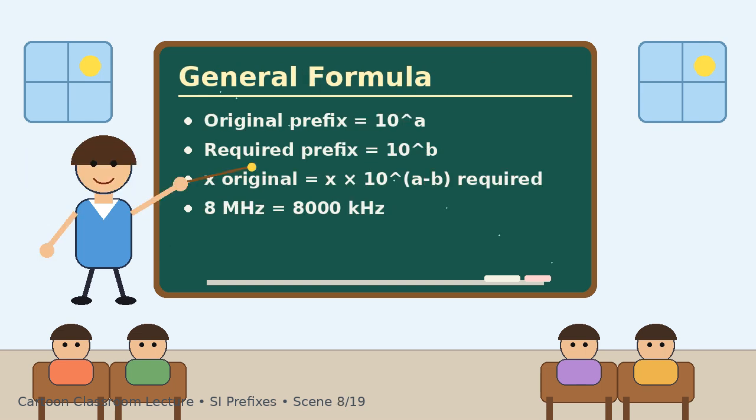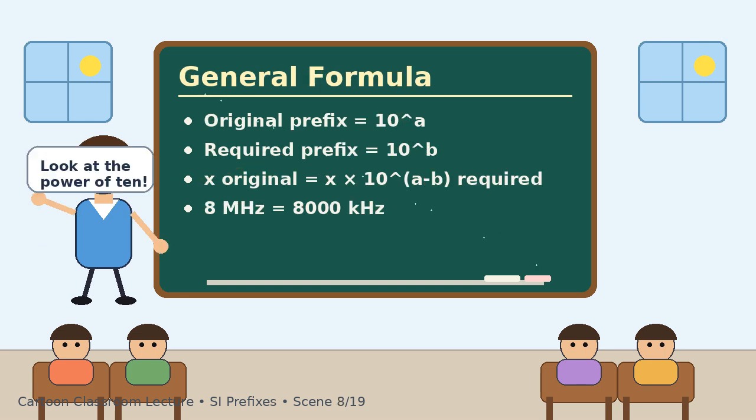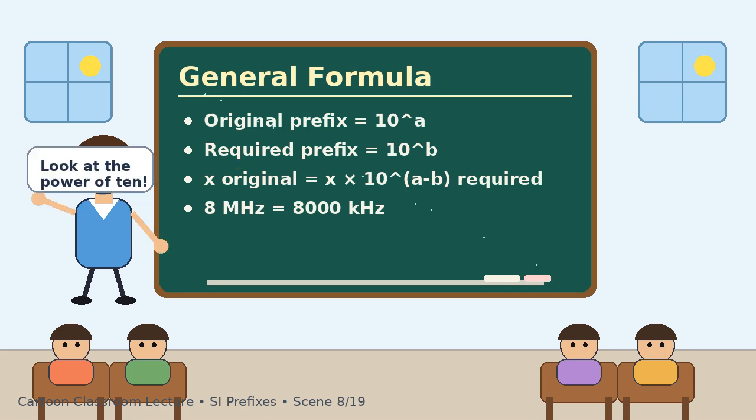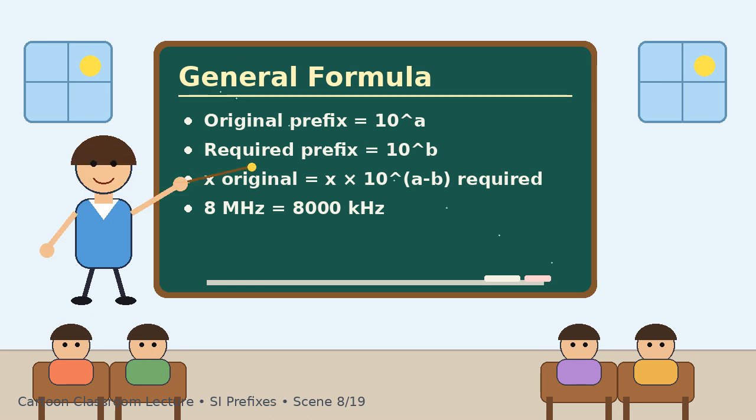A powerful method is to express both prefixes as powers of 10. If the original prefix represents 10 to the power A, and the required prefix represents 10 to the power B, then X original units equals X times 10 to the power A minus B required units. For example, to convert 8 megahertz into kilohertz, mega is 10 to the power 6, and kilo is 10 to the power 3. So 8 megahertz equals 8 times 10 to the power 3 kilohertz, or 8000 kilohertz.